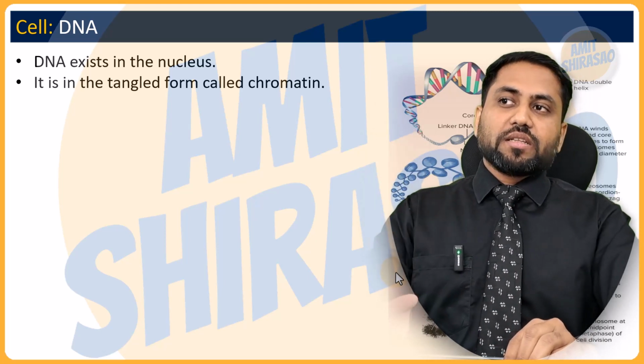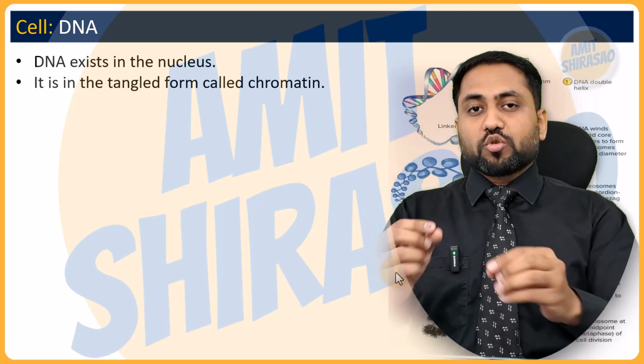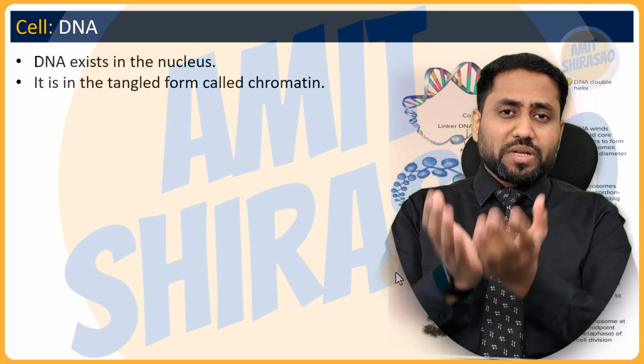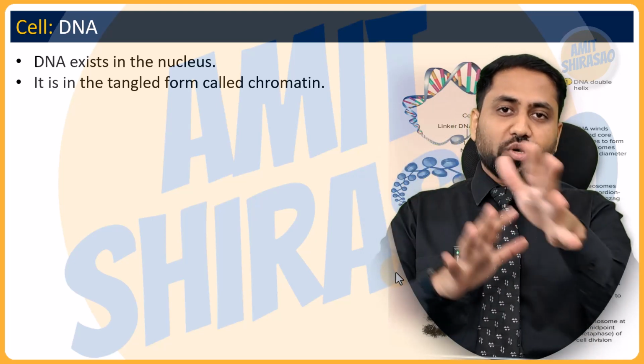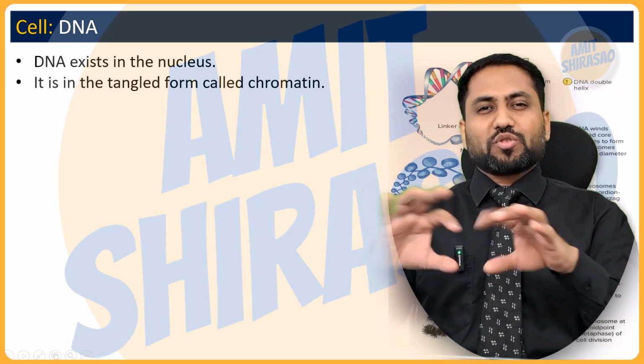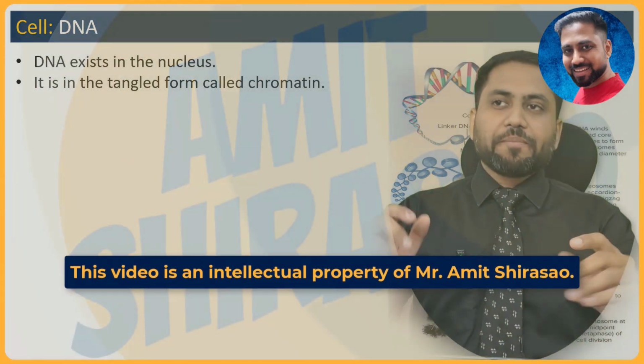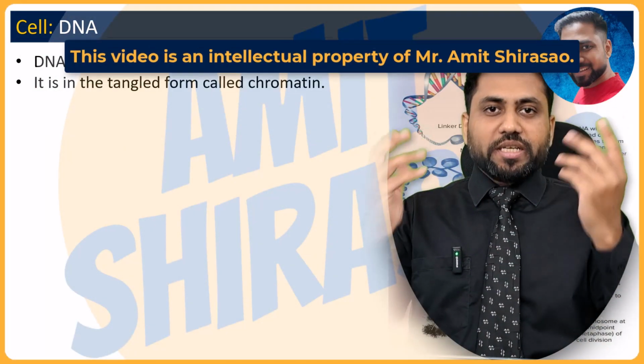Now DNA exists in the nucleus in a tangled form called chromatin. So normally when the cell is in a normal state, it is always floating around in the open state. Such a long molecule, you can imagine that it must be tangled everywhere. And how many DNAs do we have?